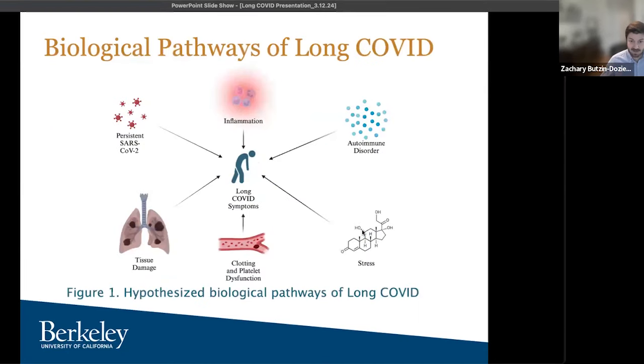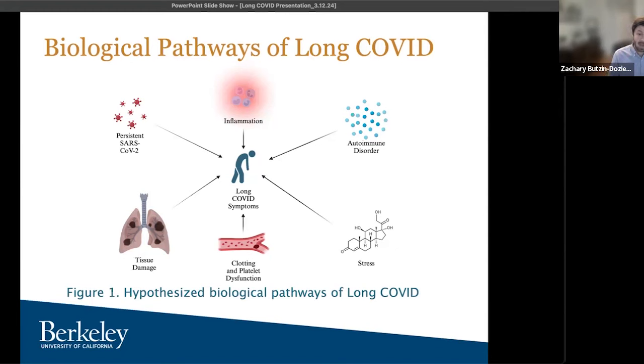So here, I just wanted to lay out a few of the predominant hypothesized biological pathways of long COVID. I do want to make two notes here. Similar to the symptoms I listed on the previous slide, this list of 6 biologic pathways is not all encompassing. There are a good amount more potential biologic pathways. Similarly, this groups together both the causes and effects of long COVID.